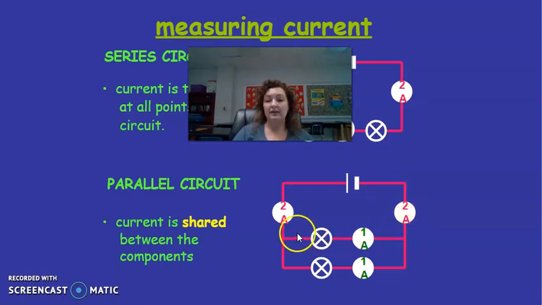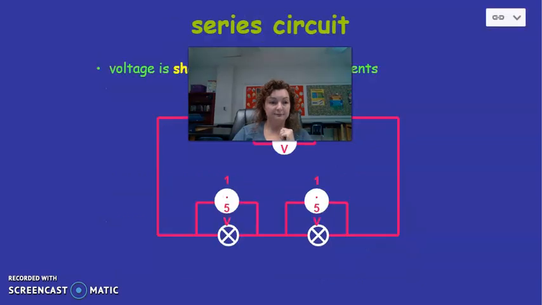So this branchway has 1 amp, and this pathway has 1 amp as well for each of these light bulbs. The thing is, when my pathways merge back together, those amps are going to add back up. So afterwards, you can see I now have 2 amps again. So that is the cool thing about a parallel circuit.